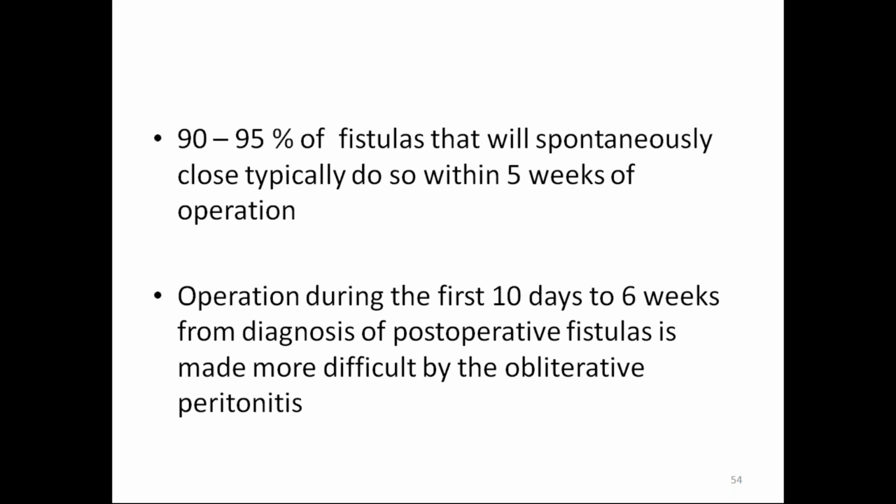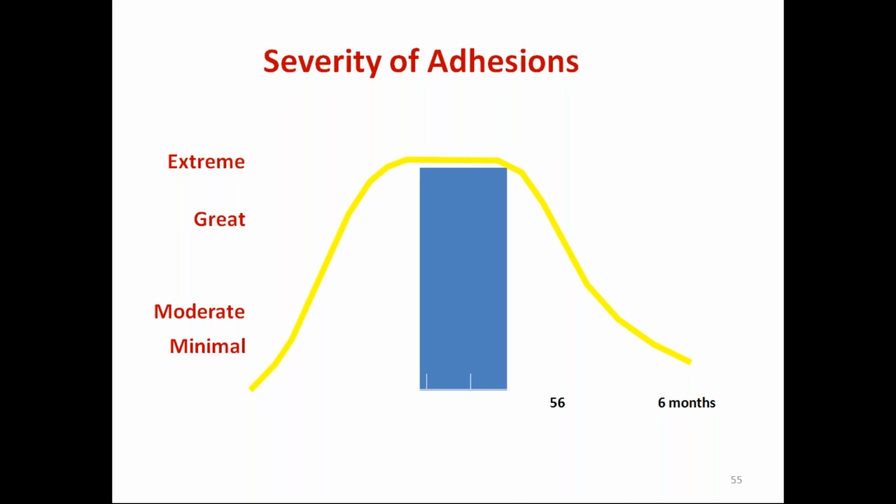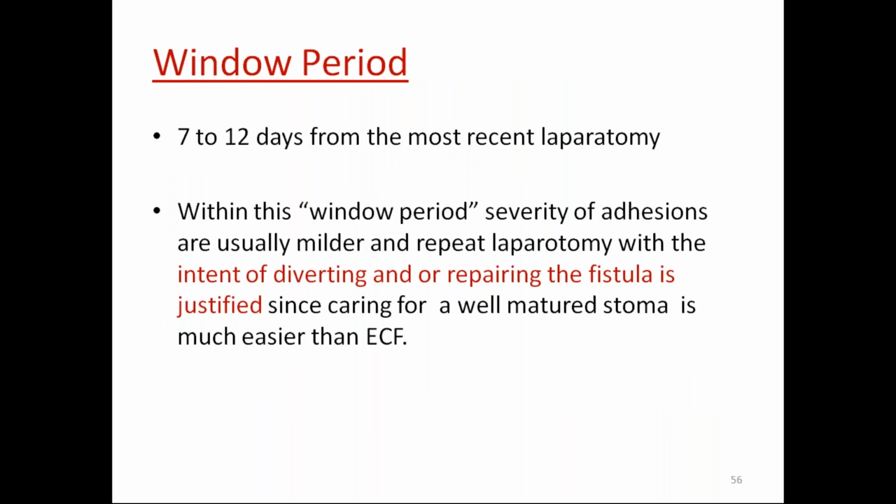Okay, operation during 10 days to 6 weeks, diagnosis of common complications, seen in around 6 months. Okay, window period: 7 to 12 days from the most recent laparotomy. Within the window period, the severity of adhesions is usually milder, and repeat laparotomy is done with the intent of diverting or repairing the fistula. Okay.